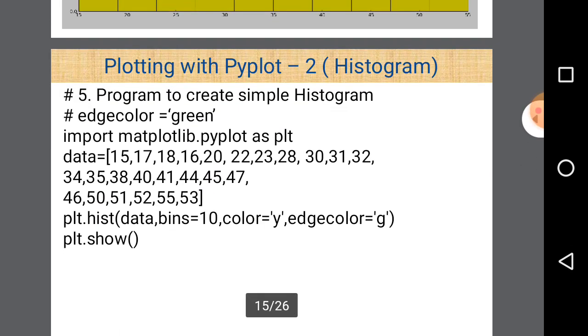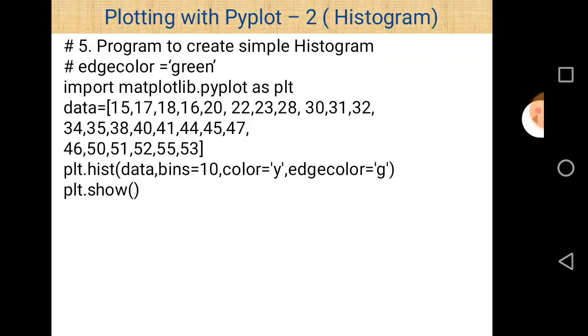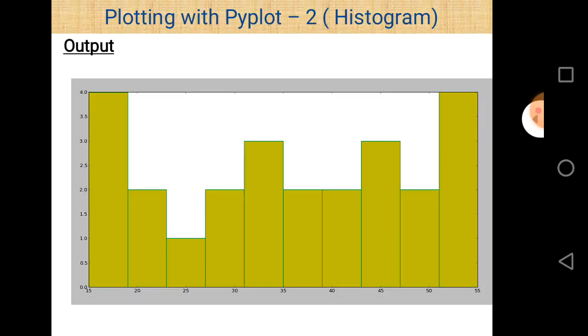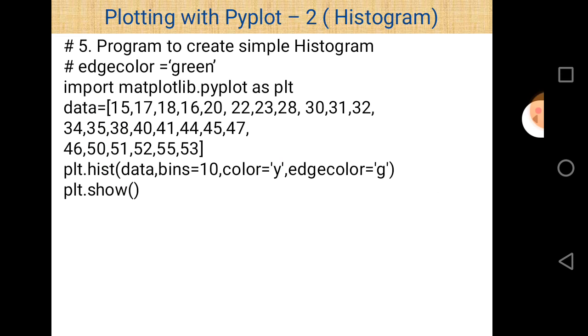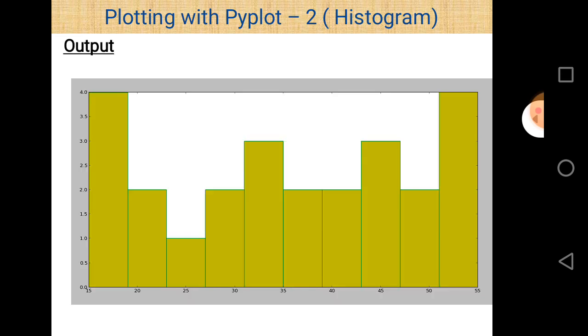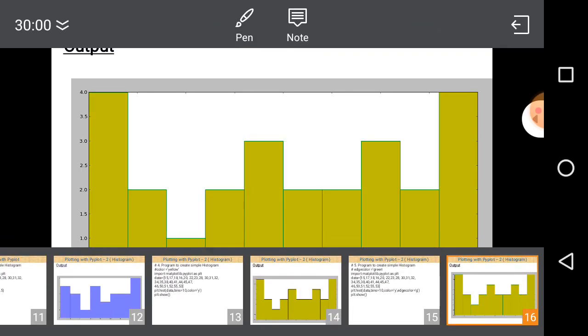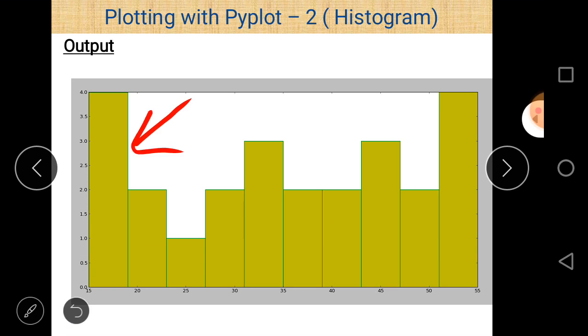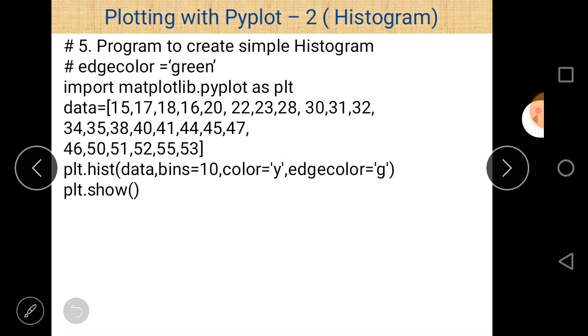So after the execution of this program we can easily see that the edge color is green. By default it is black, but when you define edgecolor is equal to the name of some color, in this case G, it is actually an assignment operator, so the value of edgecolor is green in this program.